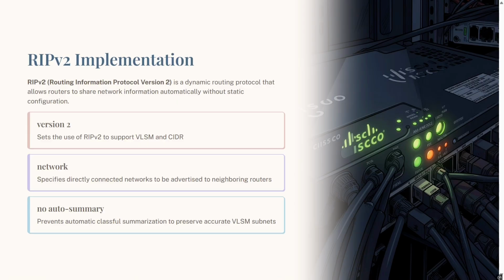RIP version 2 stands for Routing Information Protocol version 2. Is a dynamic routing protocol that allows router to share network information automatically without static configuration. Version 2 supports VLSM and CIDR. Network specifies directly connected network to be advertised to neighboring routers. No auto summary prevents automatic classful summarization to preserve accurate VLSM subnet.